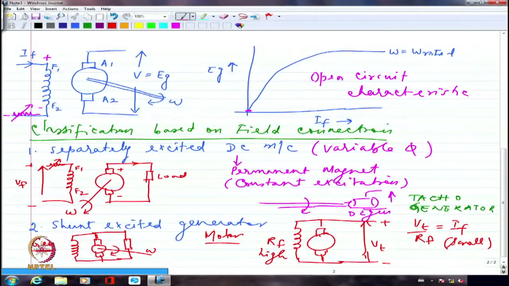So the shunt field will normally carry a very large number of turns with a small amount of current. Large number of turns means I'm going to have thin wires made into a huge number of turns, which is going to make the MMF actually high because of the number of turns being high, not because of the current being high.